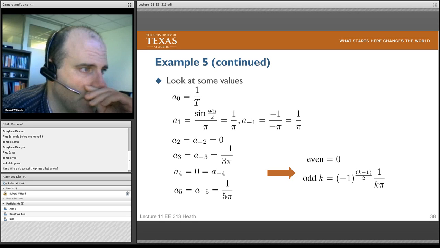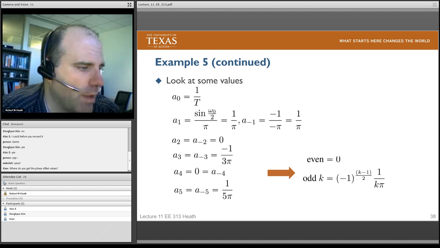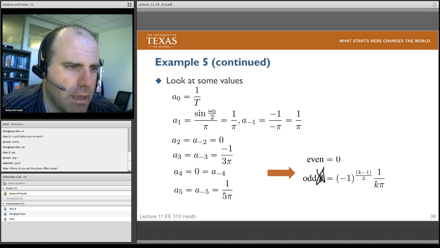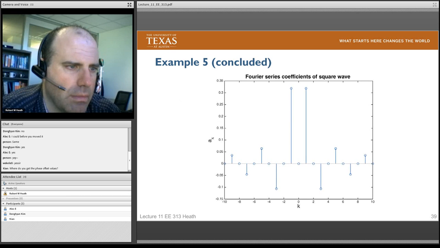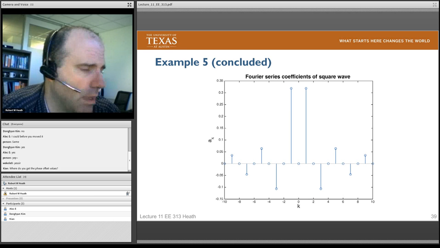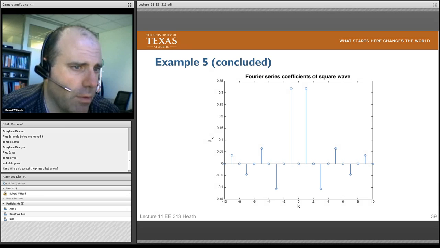Well, let's look at some of the values here, assuming that I did that correctly. So we got like 1 over t minus 1 over pi, or 1 over pi, 0, minus 1 over 3 pi, 0, 1 over 5 pi, and so on. Sorry, it's not quite right here, but basically the Fourier coefficients are 0 for even integers, and non-zero for odd integers with the following formula here.